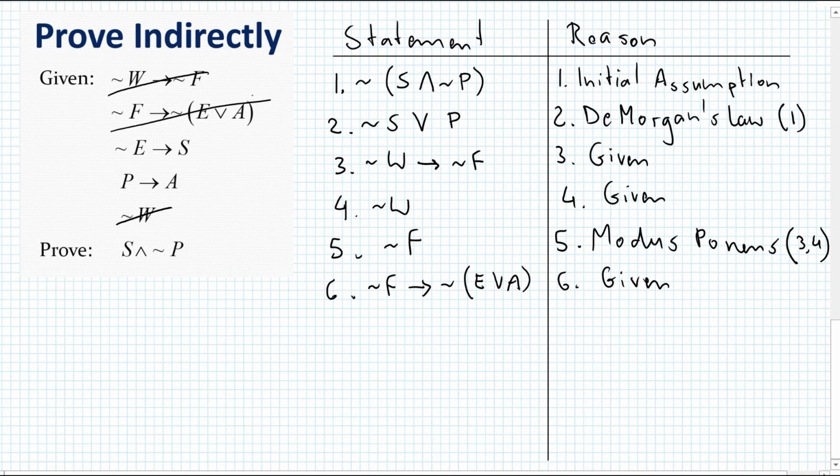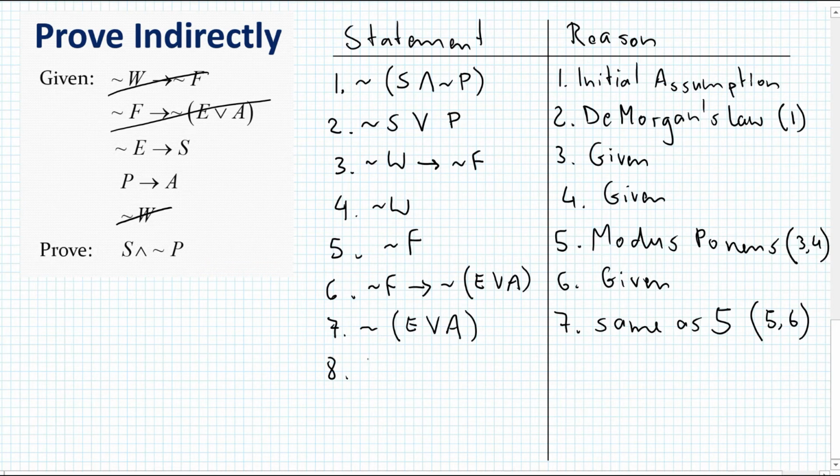We use that one. And we can now combine it, step 5 and 6, to conclude something else in step 7. That not the quantity of E or A must be true. Okay, and again, this is modus ponens. Now what we can do here, instead of rewriting modus ponens, we can just say same as 5. Say it's the same reason. And again, we refer to step number 5 and 6. Okay, now the most logical thing here is to now again use De Morgan's law and write not E and not A is true. Okay, again, same as 2.